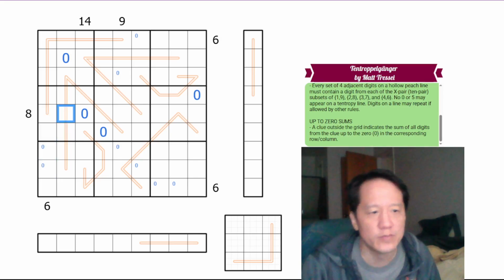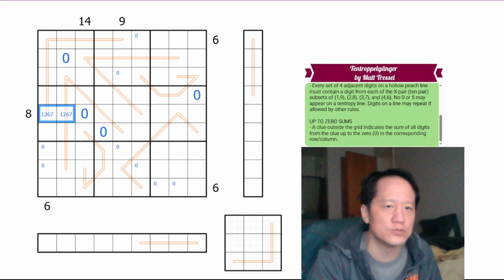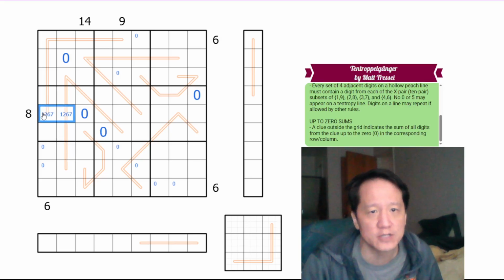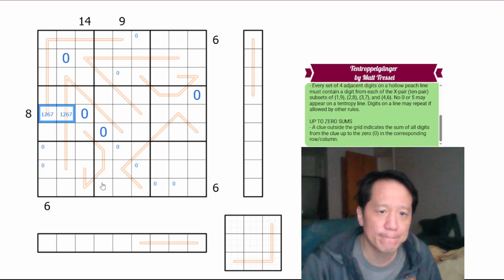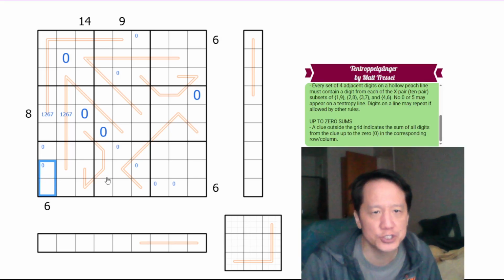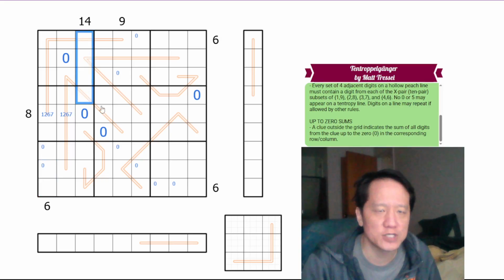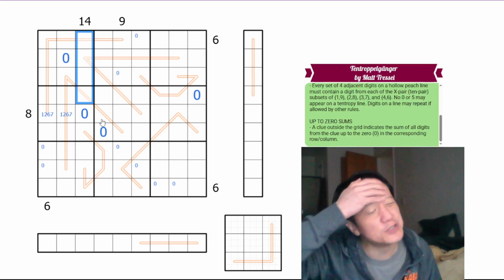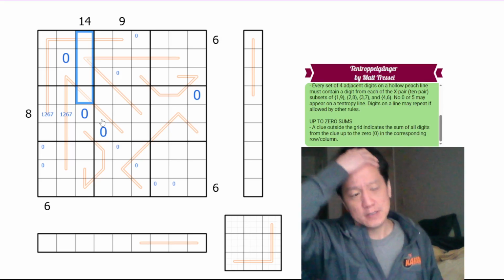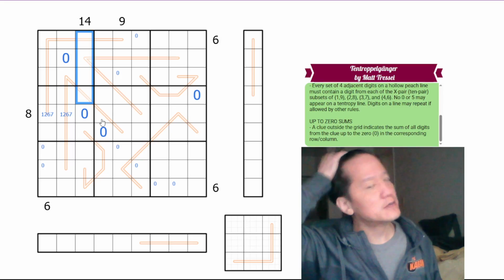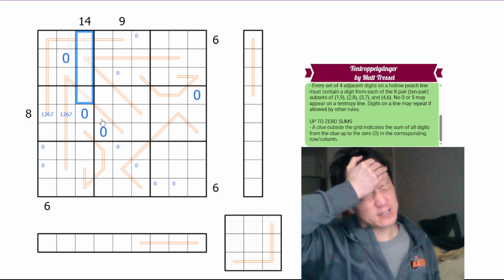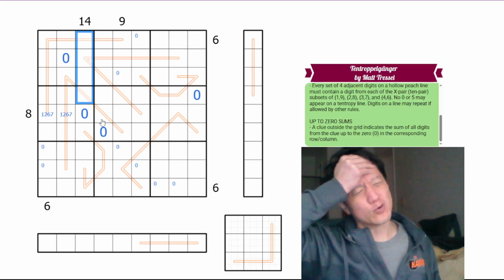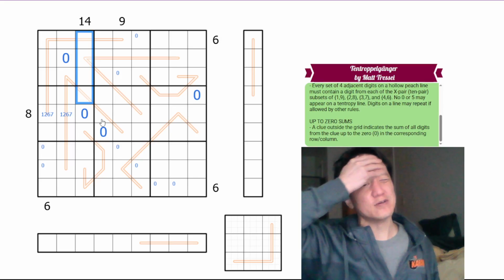This is the sum. This adds up to 8. So this is either 1, 7 or 2, 6, because 5 cannot appear on a Tentroppel line. This has to be either 6 here or 2, 4 or 1, 5 as a pair. We're not sure which. This adds up to 14 with 4 digits. Okay, so it's either 1, 2, 3, 8, 1, 2, 4, 7, 1, 2, 5, 6, 1, 3, 4, 6, and I think those are the only sets.